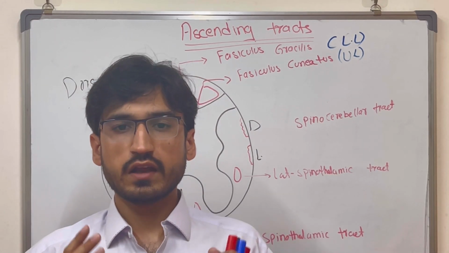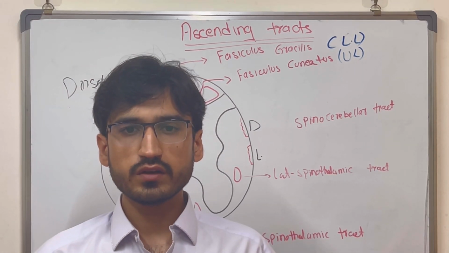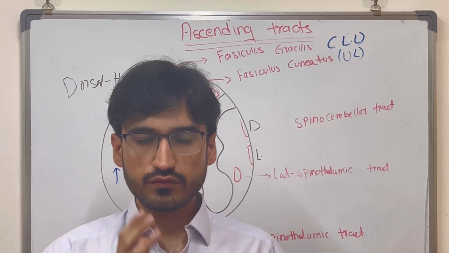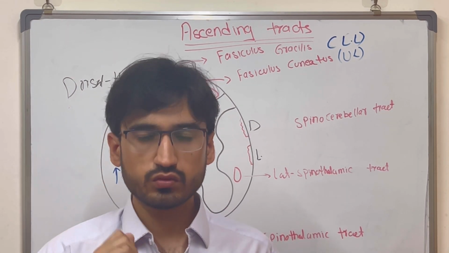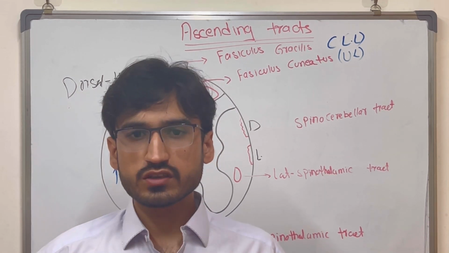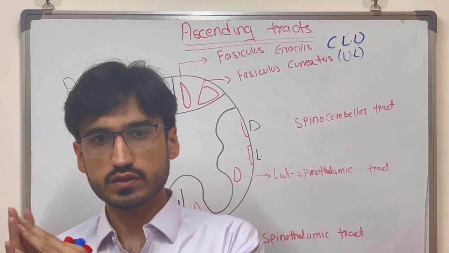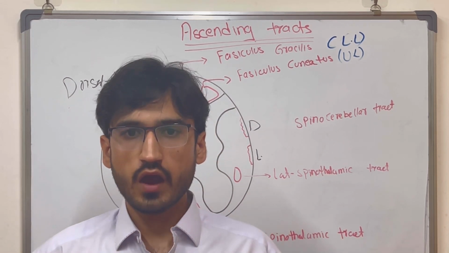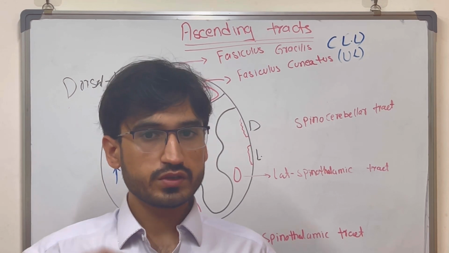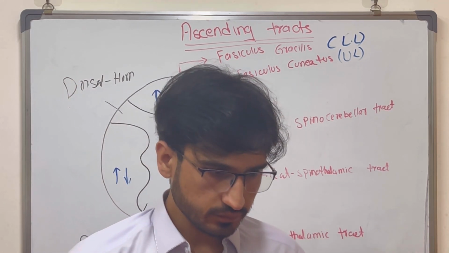Hello guys, in the last lecture I already discussed the white matter. In white matter there are three fibers present. One is the association fiber, which connects anterior to posterior. The second one is the commissural fiber. Commissural fibers connect the right hemisphere to the left hemisphere. And the third one is the projection fiber. Projection fibers connect the brain to the spinal cord, up and down.